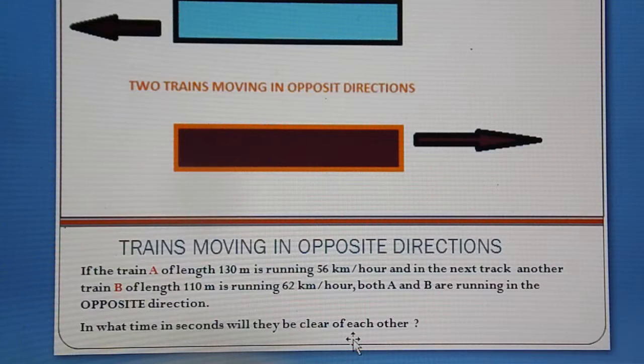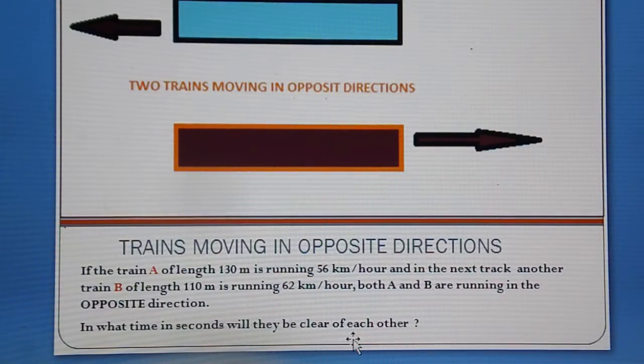The one simple model of a train moving in the opposite direction is indicated in the figure. The two trains are traveling in opposite direction on adjacent railway tracks, and their velocity or speed is expressed. The first is having 56 kilometer per hour, and the second one is having 62 kilometer per hour, and the length also is given. The first one is having 130 meter, and the second one is having 110 meter in length.